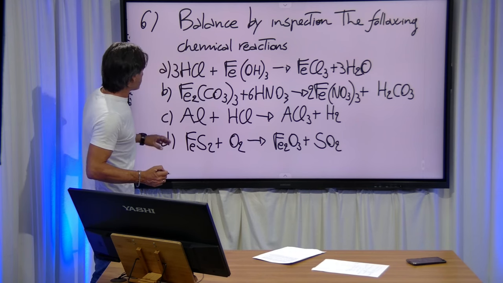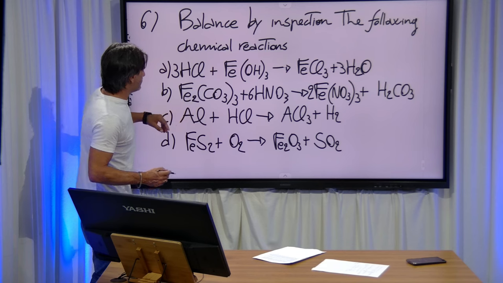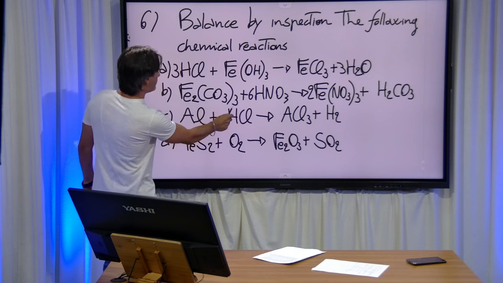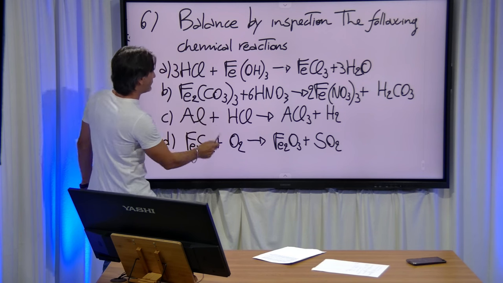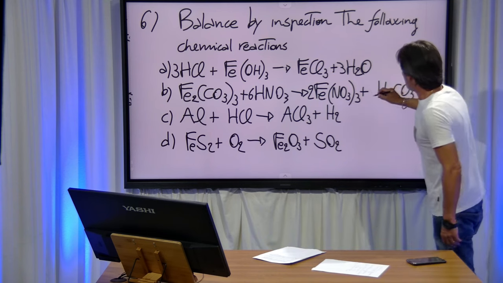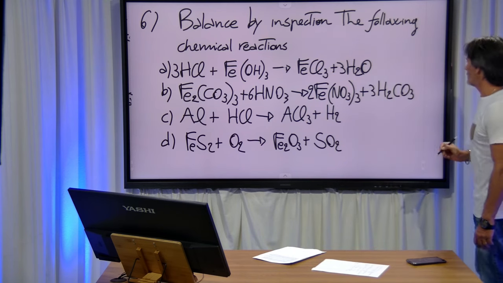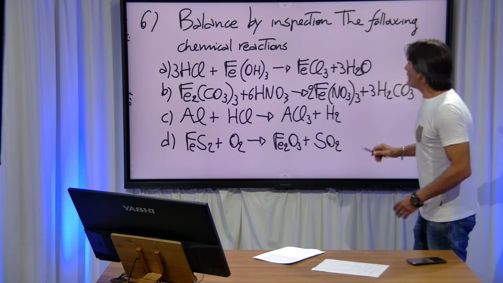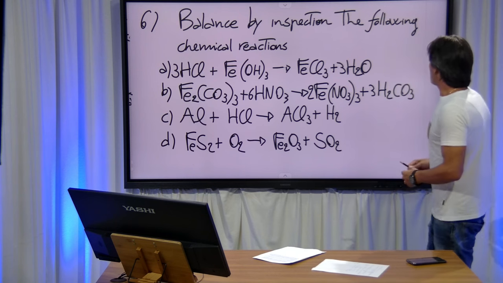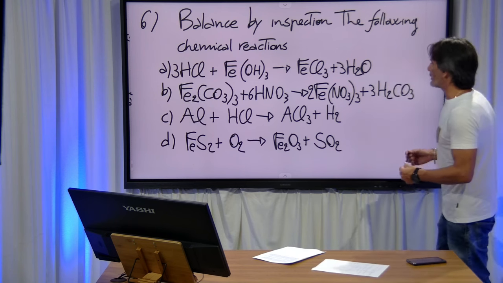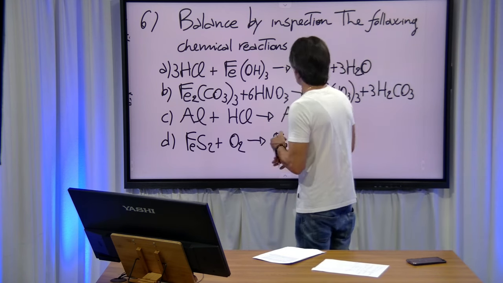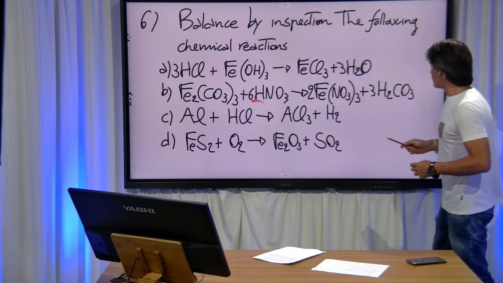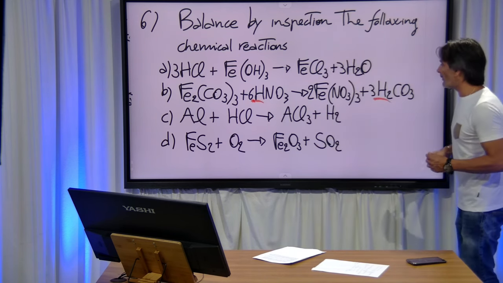Now, I can consider the carbon. Here we have three atoms of carbon. So I have to put three in front of the carbonic acid. And now I have finished. I can check if all works. Now we have six atoms of hydrogen, and here we have six atoms of hydrogen.